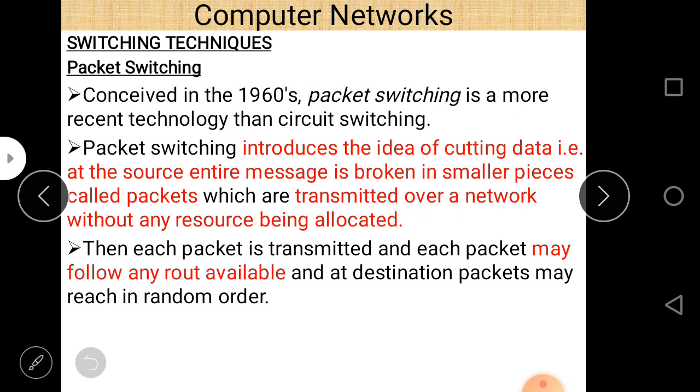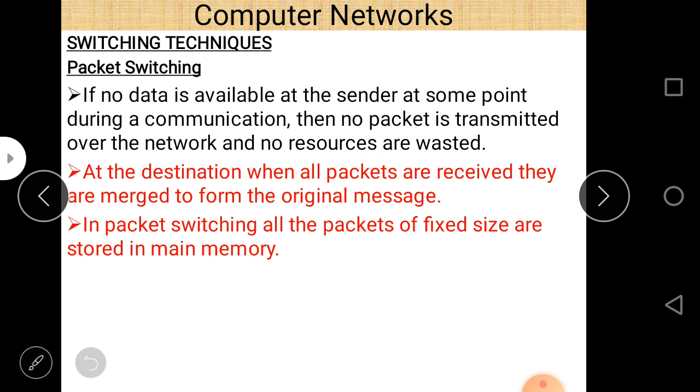So we can summarize it. First of all, packet switching was introduced in 1960. Second, packet switching introduced the idea of cutting data into different pieces, and these small pieces are known as packets, which are transmitted over a network, and these are of fixed size. They may follow any available route, and at the destination point they merge again to make the original message.